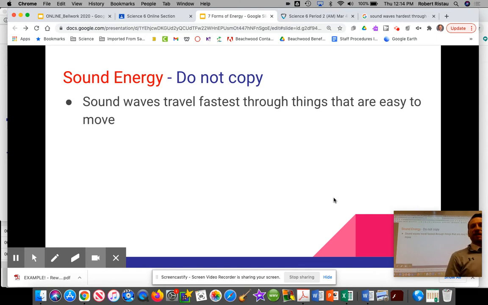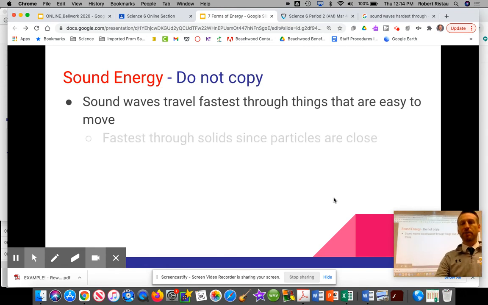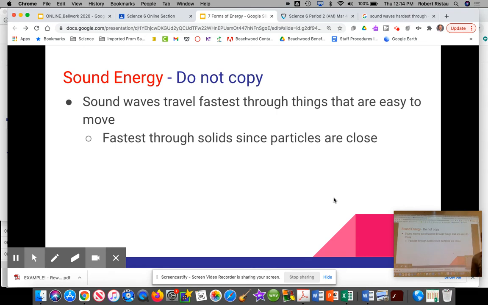But just because it can travel faster through something doesn't mean that it's easier for us to hear it. You can still hear it, but it might not be as clear. So sound travels the fastest through solids. And think about it. Back to the first slide.